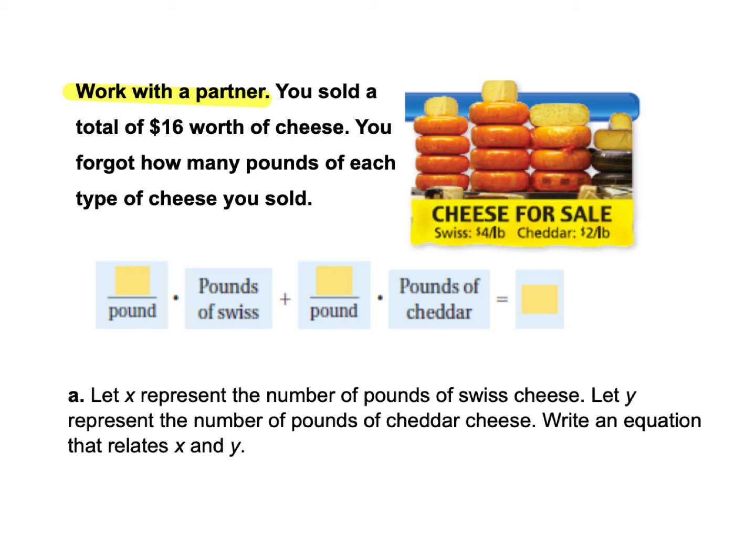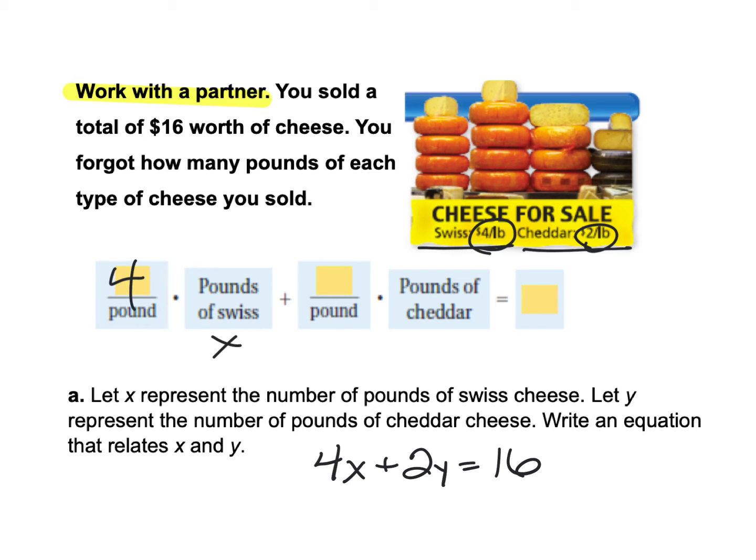So this is the same thing. This time we're talking about cheese. And again, if you look, the numbers are the same, $4 and $2. So we're going to come up with basically the same equation, 4x plus 2y equals 16. It's the same equation because Swiss cheese is $4 per pound, and we're going to use X for Swiss cheese. Cheddar was $2 per pound. We're going to use Y. So it comes out to be the same equation.